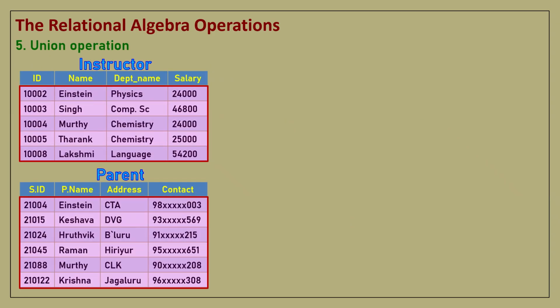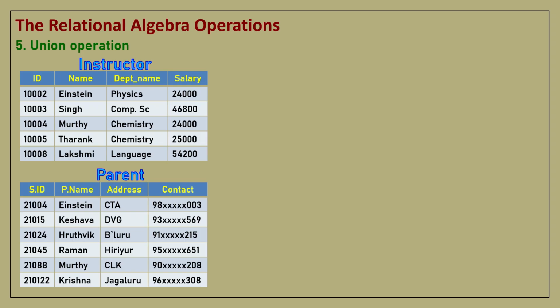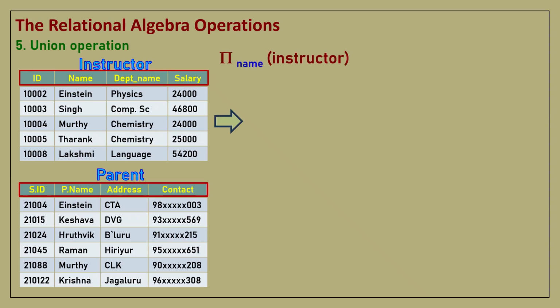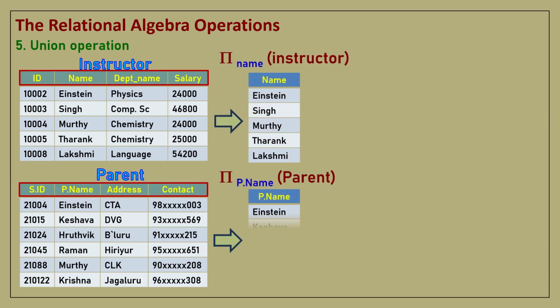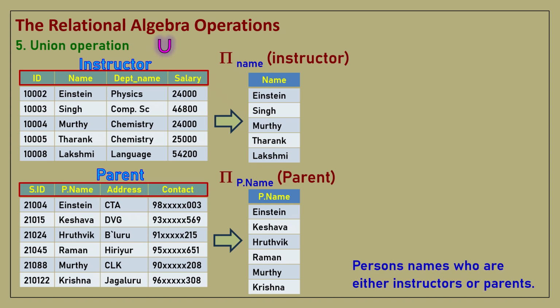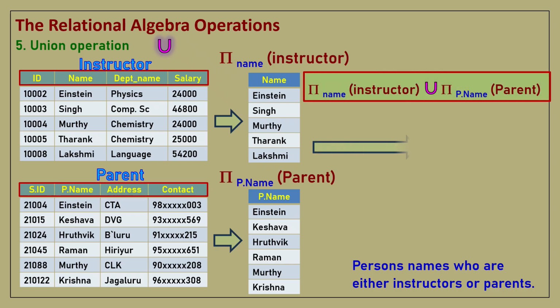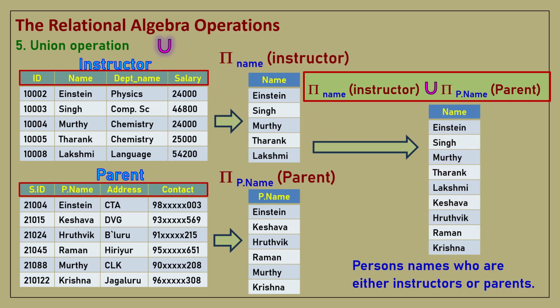Tuples are elements in a relation, and when executing set operations on relations, tuples in both the relations must be of same domain. So, we use project operation to choose attributes with common domains in both the relations before executing set operations. To get union of instructor names and parent names, we can write following expression. Project, name from, instructor, union, project, name from, parent. This expression will retrieve persons' names who are either instructors or parents.